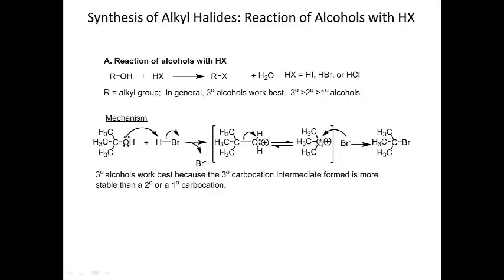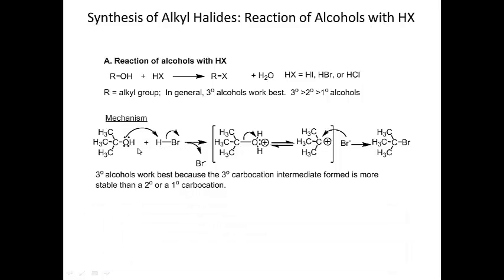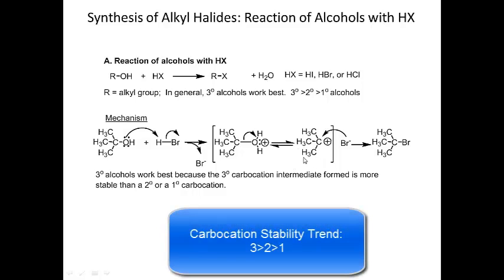And really, if you think back to organic 1, this is all just nucleophile and electrophile chemistry, so it might help you to refresh yourselves on what a nucleophile is, what an electrophile is, and even acid-base chemistry, because this first step is just an acid-base reaction where the alcohol is the base and HBr is the acid. So it's just a protonation. All right. For this reaction, tertiary alcohols work best because of the carbocation intermediate that's formed. The more stable that carbocation intermediate is, the faster the reaction is going to proceed.